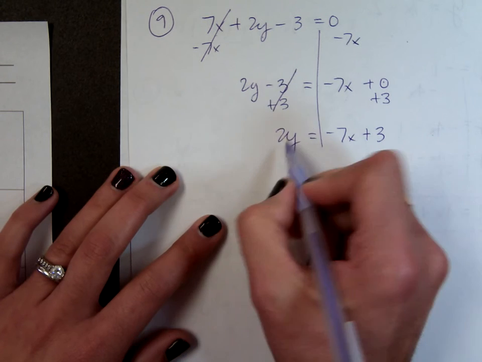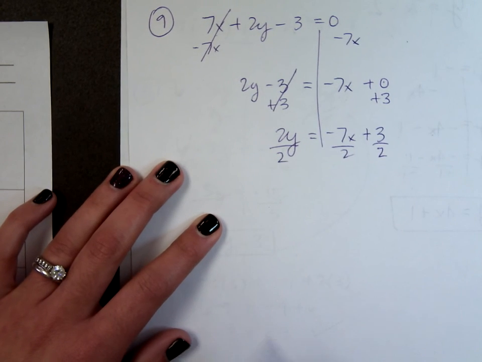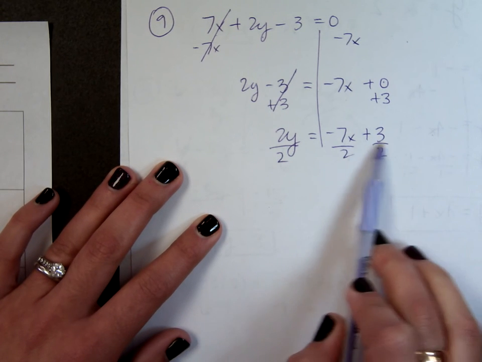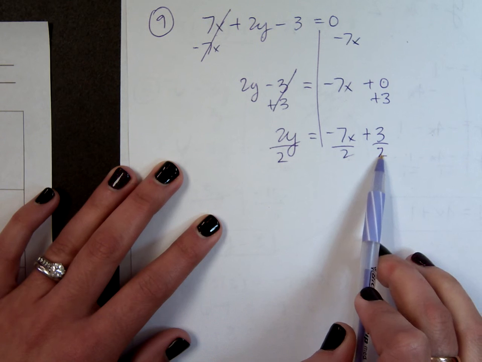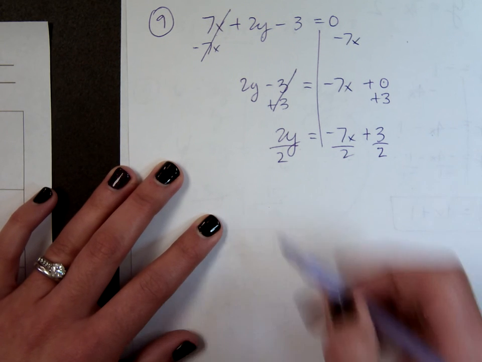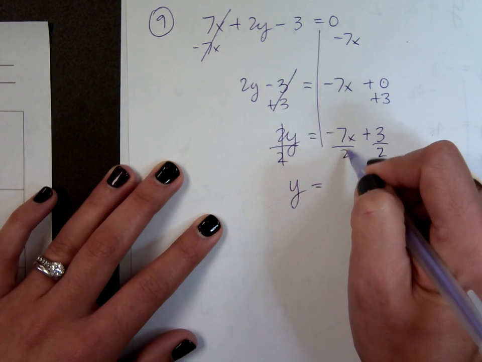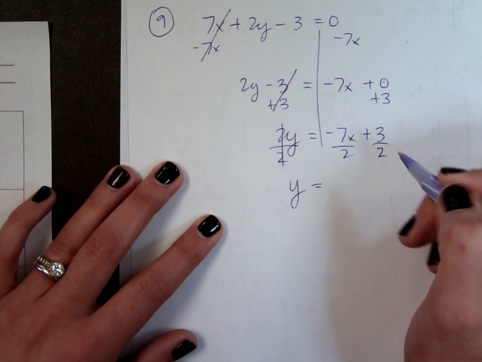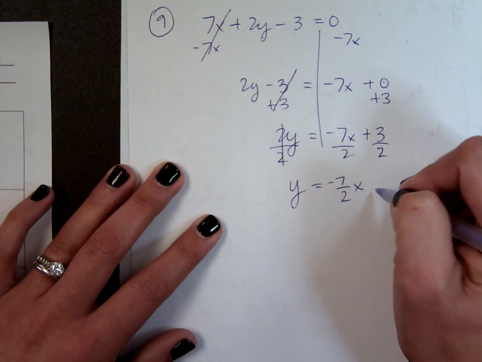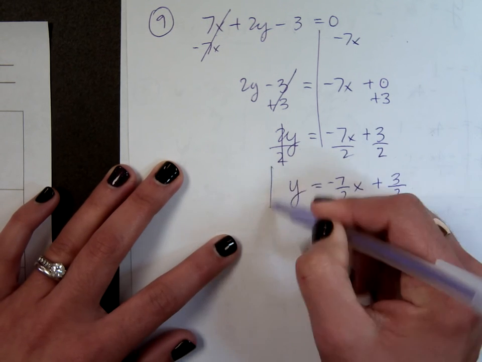Okay, so last step, I have to divide everything by 2. And you have to divide everything by 2, because there's 2 different things over here, not just one of them. If you divide something by 2, everything in the equation has to be divided by 2. So we get y equals -7/2. That doesn't come out to a whole number, so I'm just going to leave it as a fraction. You could put -3.5 if you want. And then I'm just going to leave the 3/2 as a fraction as well.